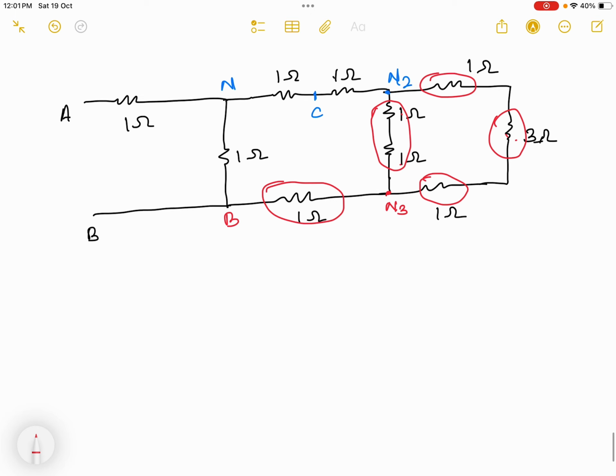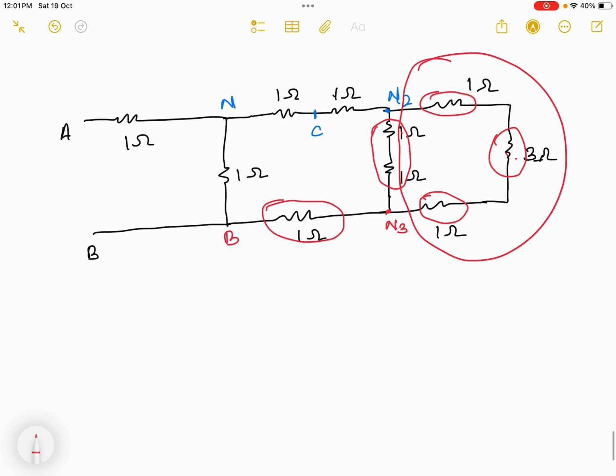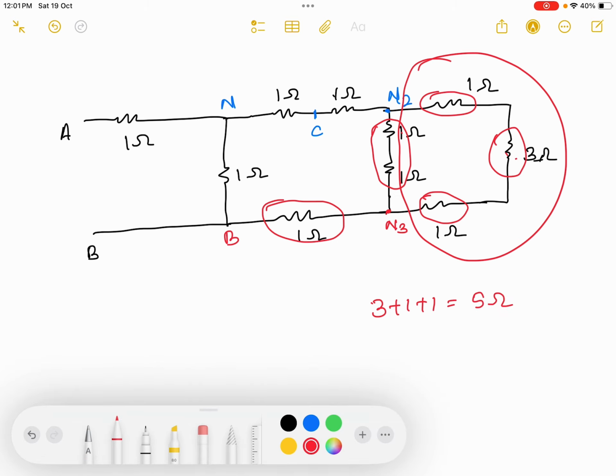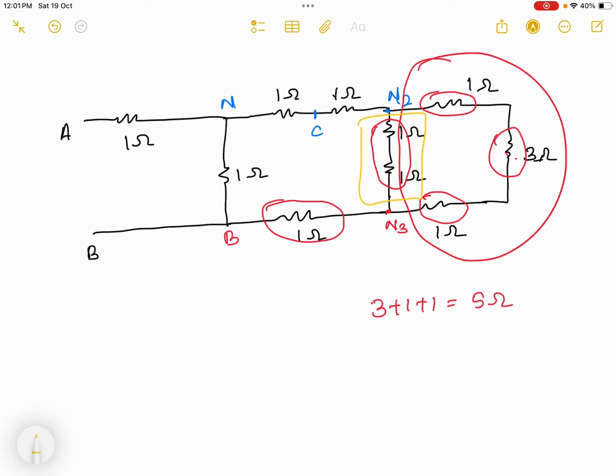So now I can write down this value as 3 plus 1 plus 1, that is 5 ohm. Now this 5 ohm is parallel with this 2 ohm. So I will get 5 into 2 divided by 5 plus 2, which is 1.42 ohm. So up to this point I get 1.42 ohm.